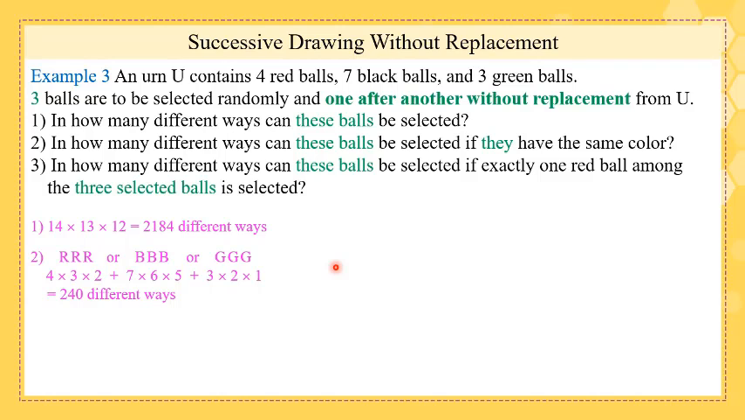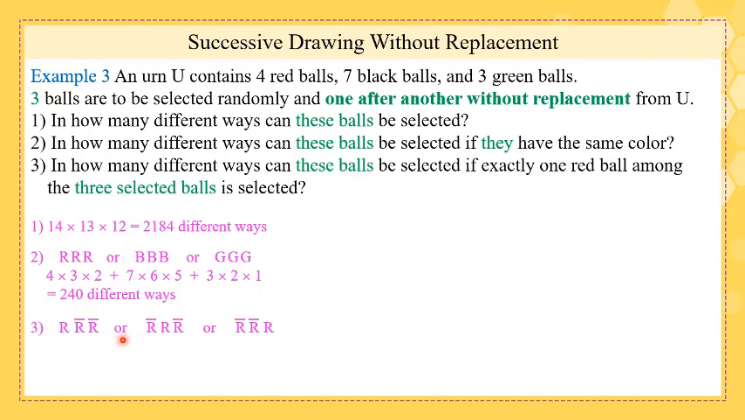Let's apply more. In how many different ways can these balls be selected if exactly one red ball among the 3 selected balls is selected? So we're going to choose 3 balls, but we need exactly one red ball among them. So having one red ball only means that we're going to have 2 balls which are not red. So this is the way we write it. The first ball could be red, the second one should be non-red, and the third one should be non-red. And this bar means none or not.